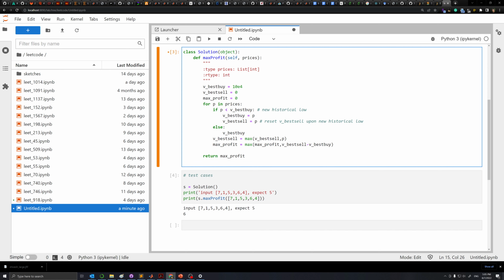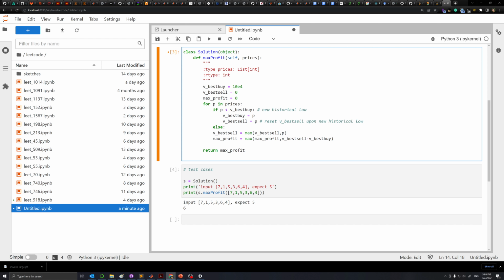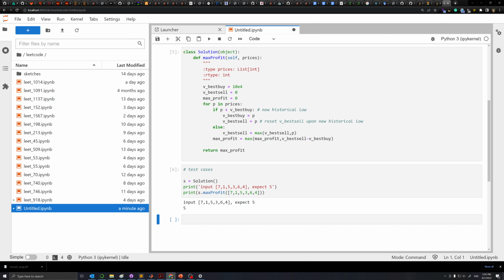Else we don't really update V best buy. We just update V best sell, and then we just do max profit, right? Yeah, and return max profit. So that seems to be the right way to do it. We passed the first test case.